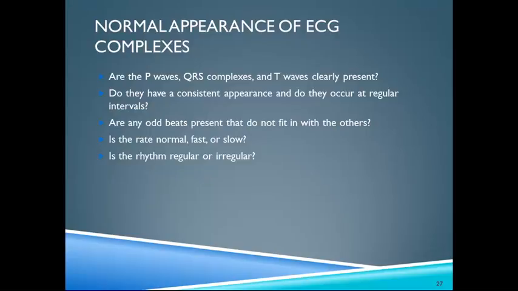Normal appearance of an EKG complex. There are P waves, QRS complexes, and T waves clearly present. Do they have consistent appearance, and do they occur at regular intervals? Are any odd beats present that do not fit in with others? Is the rate normal, fast, or slow, and is the rhythm regular or irregular?